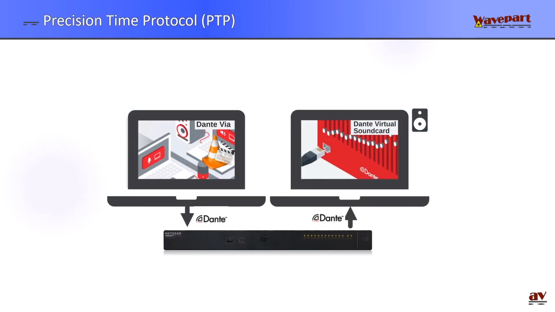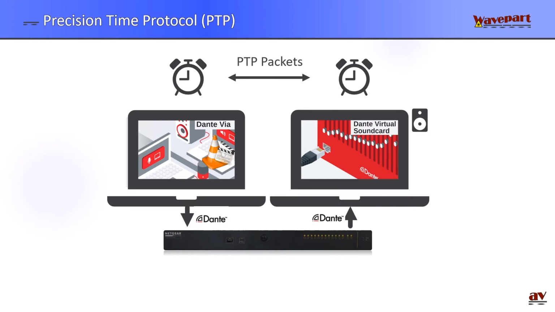Dante, but also for instance AES67, make use of the precision time protocol to synchronize clocks with microsecond or even nanosecond accuracy. In our case, each laptop has its own independent clock and they are synchronized by exchanging P2P messages. Because we have a switch between the laptops, the P2P messages are going through the switch. The switch introduces a small delay. Not a problem as long as the delay is equal in both directions. That's why any switch will work.